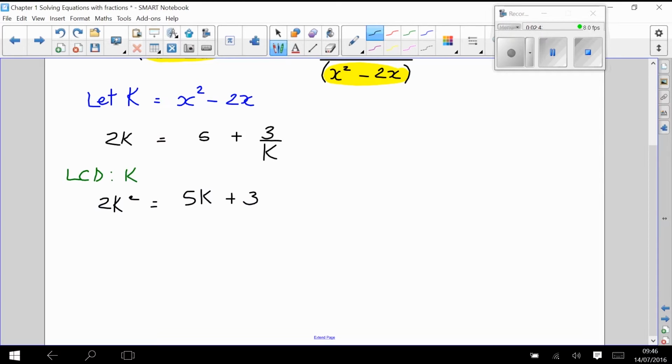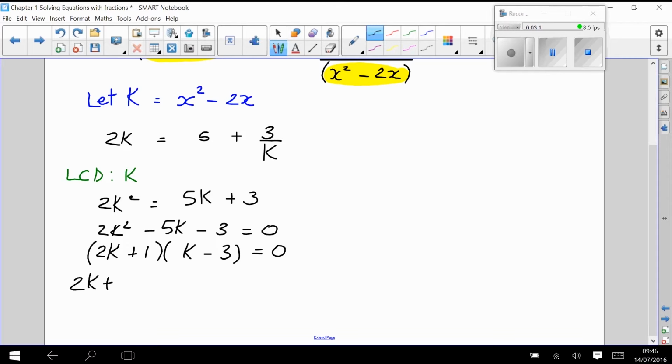Taking the terms from the right-hand side to the left-hand side, I get 2k squared minus 5k minus 3 equal to 0. And using my trinomial method, I get two very nice brackets. The first one is 2k plus 1, and the second bracket is going to be k minus 3. And that is still all equal to 0. In other words, that means that 2k plus 1 could have been equal to 0, or k minus 3 could have been equal to 0.